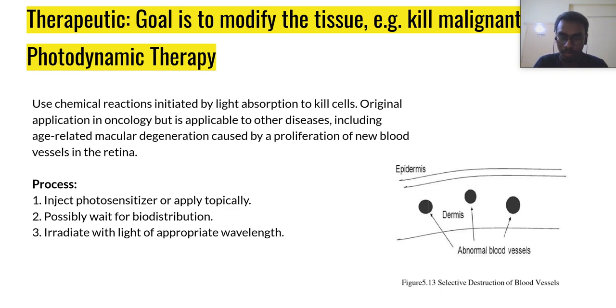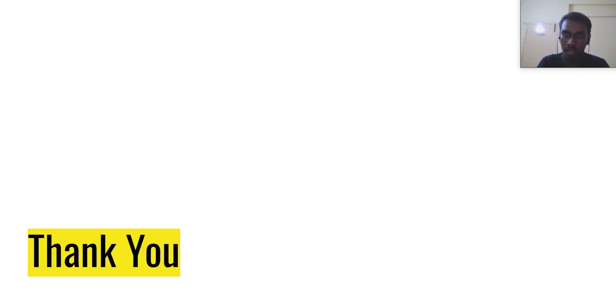The next step is to irradiate with light of appropriate wavelength. So what this light does is, we already have the photosensitizer, and when this light falls on the photosensitizer, it destroys or kills malignant cells. And that is it for the therapeutic applications of laser.